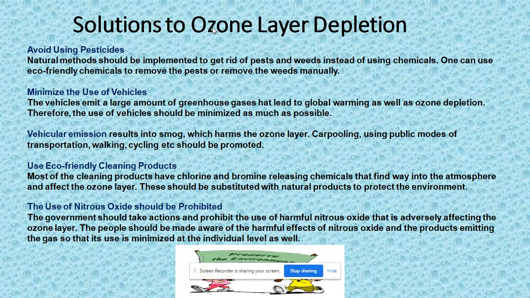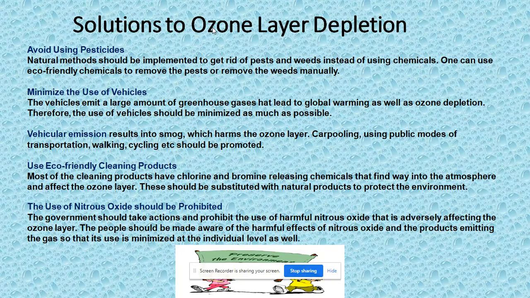So, fortunately, all is not lost yet. We have some solutions to ozone layer depletion. Avoid using pesticides. Natural methods should be implemented to get rid of pests and weeds instead of using chemicals. One can use eco friendly chemicals to remove the pests or remove the weeds manually.